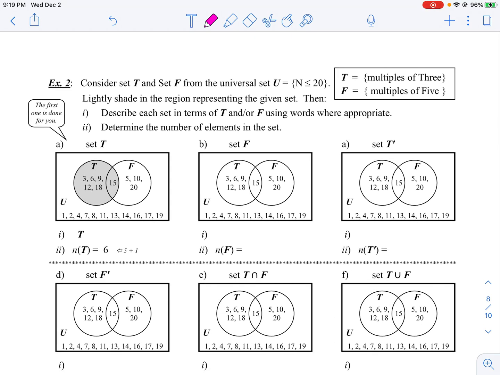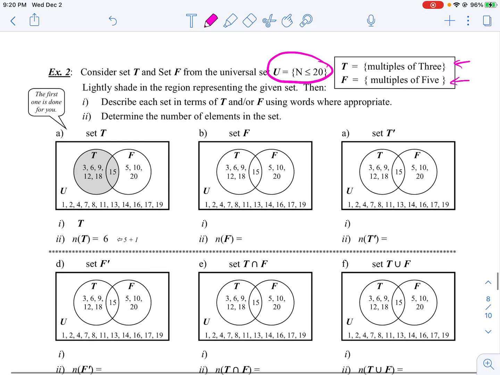Now we have a couple different sets, set T and set F. Set T is multiples of 3, set F is multiples of 5. Of course, the universal set includes both of those and has been defined as n is less than 20. We're going to shade the different regions that are described, and then we're going to describe the set using either words or letters or whatever. So the first one's done.